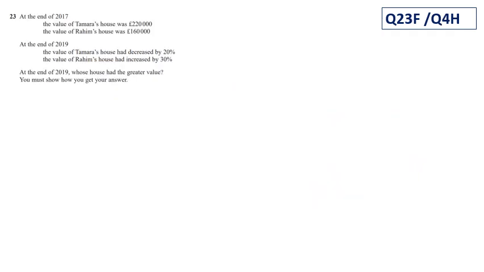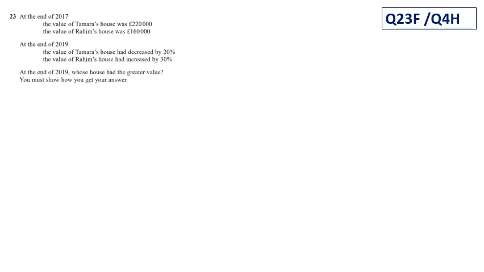Okay, so question 23. At the end of 2017, the value of Tamara's house was £220,000. The value of Rahim's house was £160,000. At the end of 2019, the value of Tamara's house had decreased by 20%. The value of Rahim's house had increased by 30%. At the end of 2019, whose house had the greater value? You must show how you get your answer.